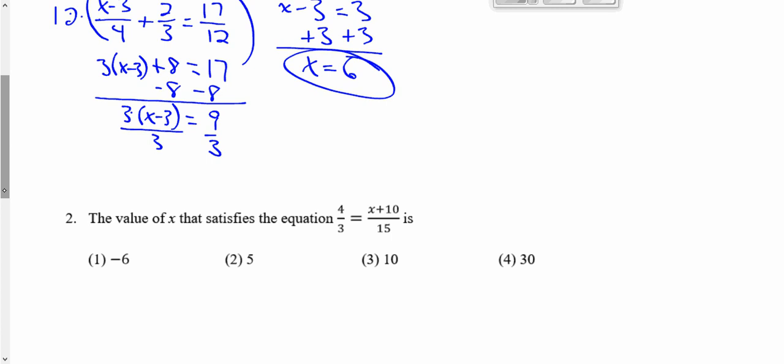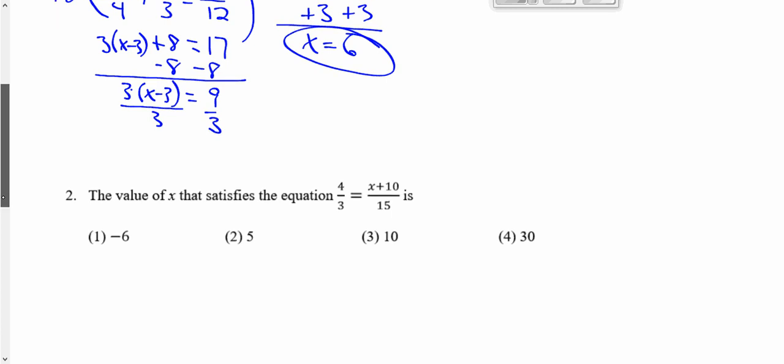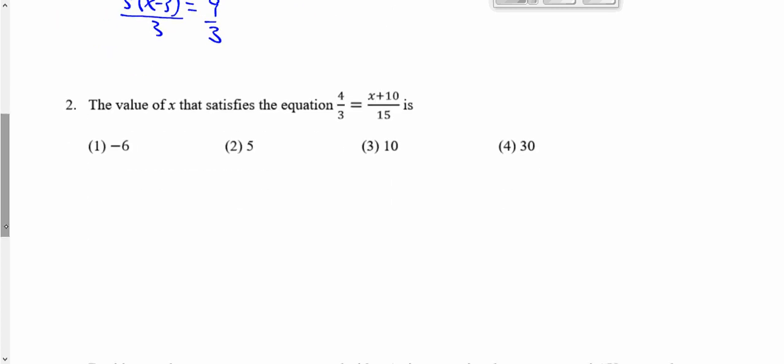Multiply that by 5 over 5. You cross multiply. 4 times 15 and then 3 times. Or why don't you try it the way I just showed you up here? Let me just rewrite it down here.